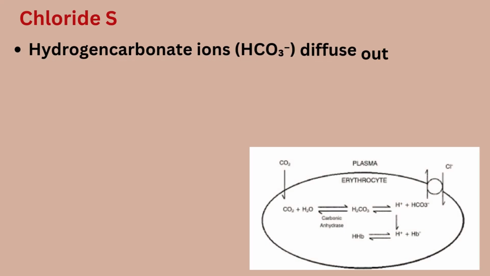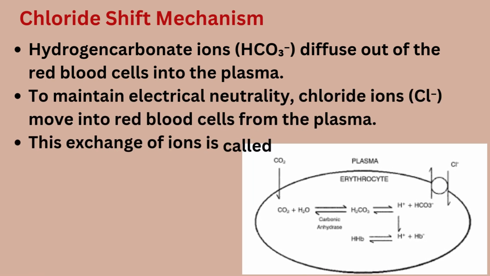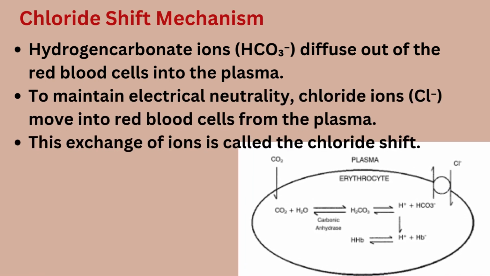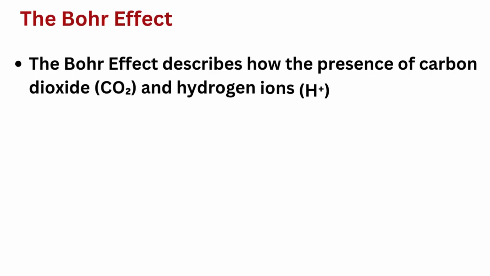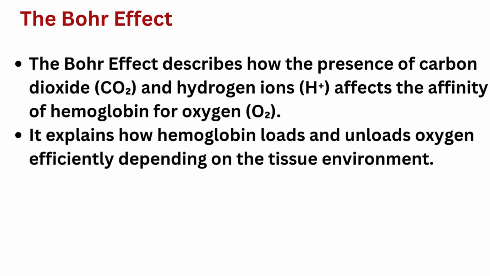The chloride shift occurs when hydrogen carbonate ions move out of red blood cells into the plasma, and chloride ions move in to maintain electrical neutrality. The Bohr effect describes how carbon dioxide and hydrogen ions influence hemoglobin's affinity for oxygen. It explains how hemoglobin efficiently loads oxygen in the lungs and unloads it in tissues depending on the local environment.